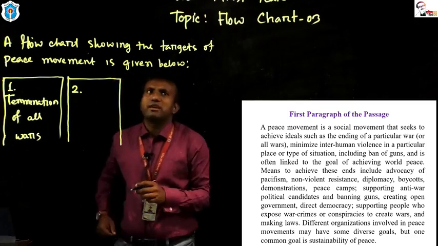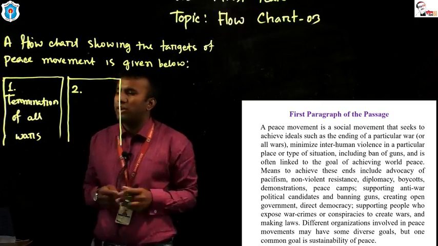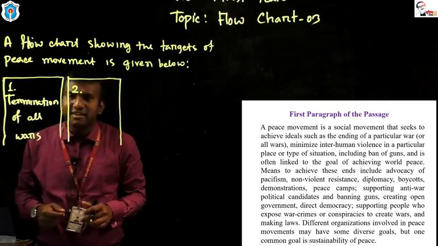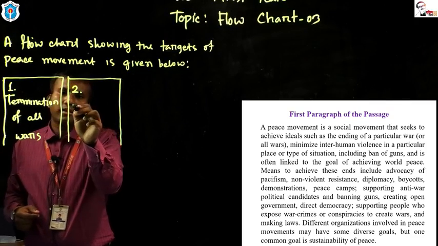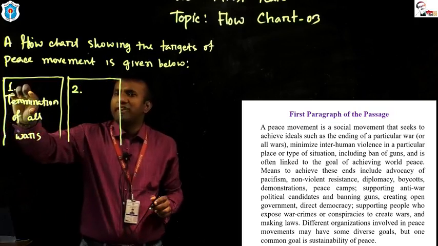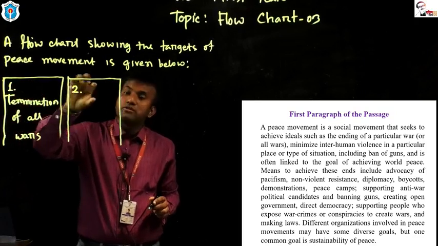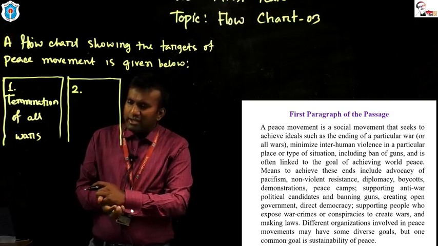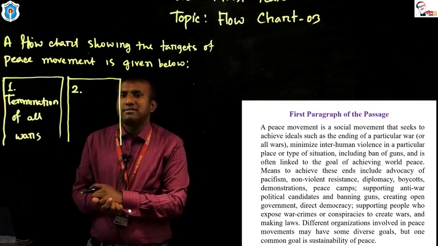A flowchart showing the targets of peace movement is given below. Okay, this is the box. What is the second answer? I have started with a noun phrase. You have to use a noun phrase here. And the second answer is related to minimizing inter-human violence.